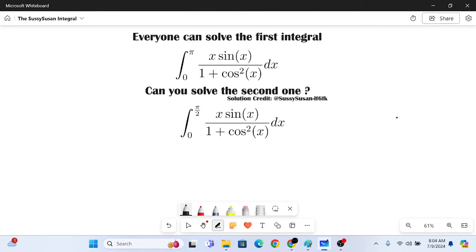Everyone can solve the first integral, but can you solve the second one? So in this video, we have this integral x sin x by 1 plus cos square x dx. In the first one, we have the integral from 0 to pi. In the second one, we have the integral from 0 to pi by 2.